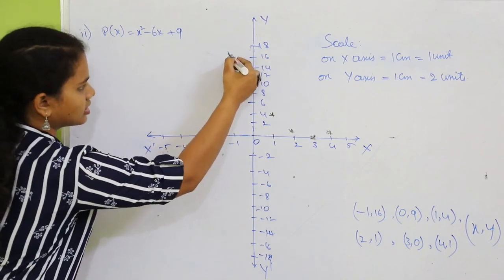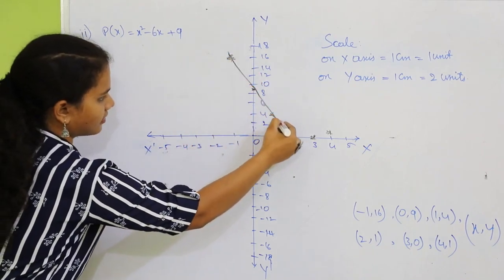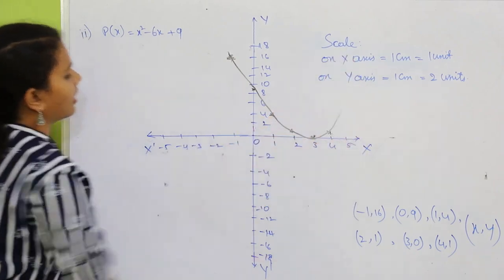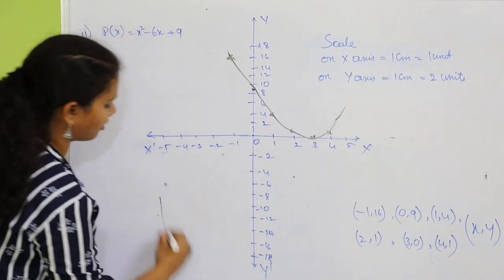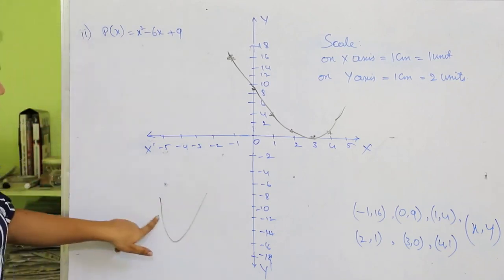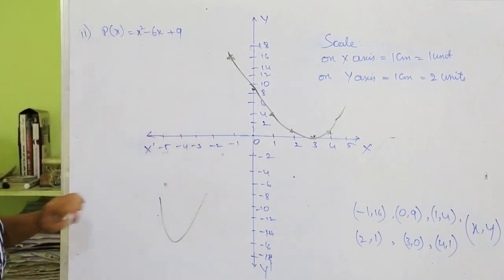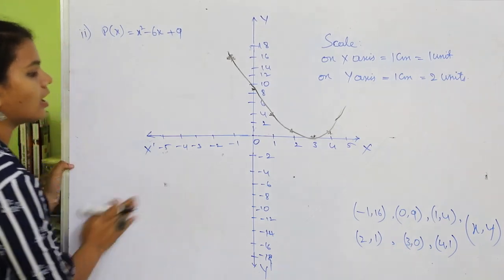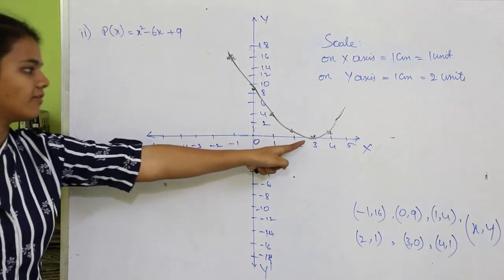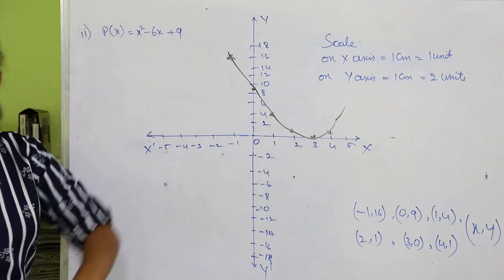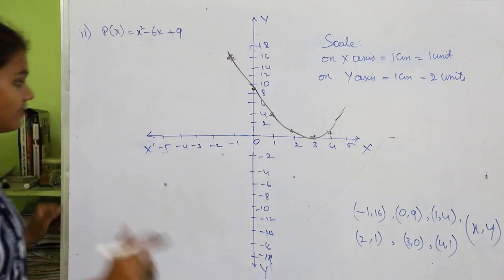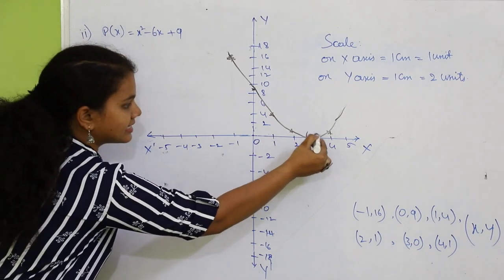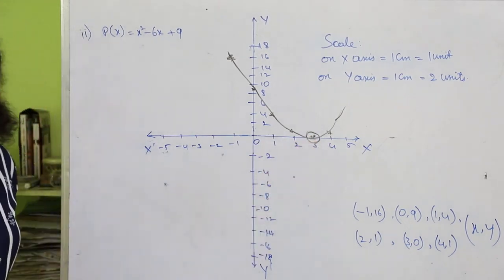While joining these points, you join them carefully. We got a parabola, something like this, a U-shaped structure. So how many zeros of the polynomial are we getting? If you look at this graph, how many zeros of the polynomial can you see? Only 1, because only one point is touching the x axis.